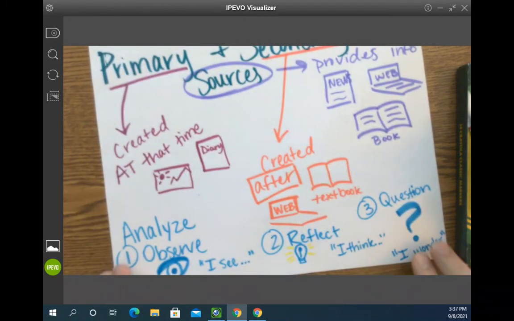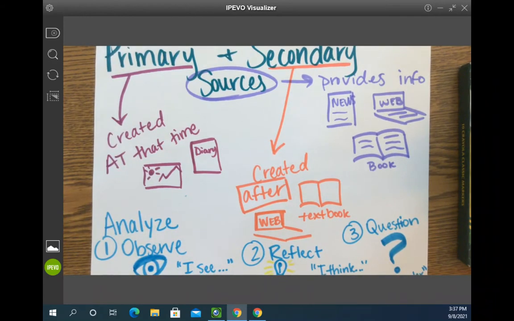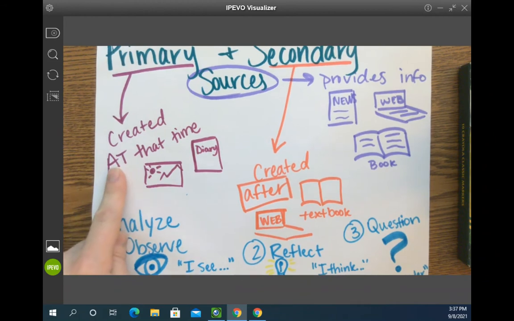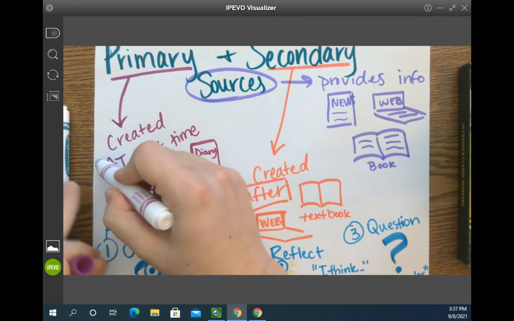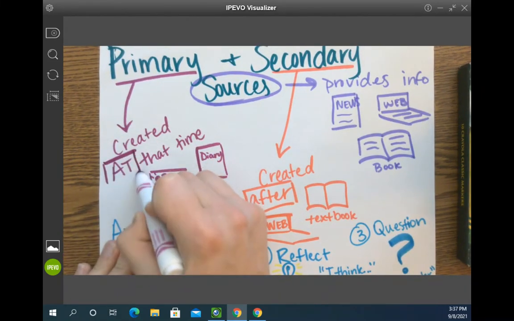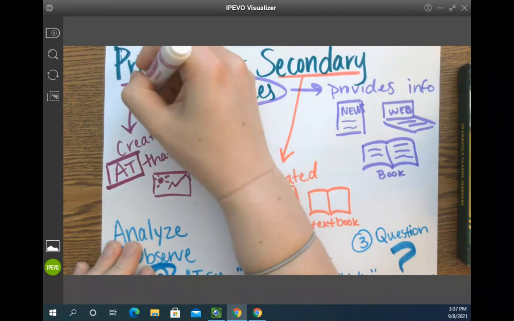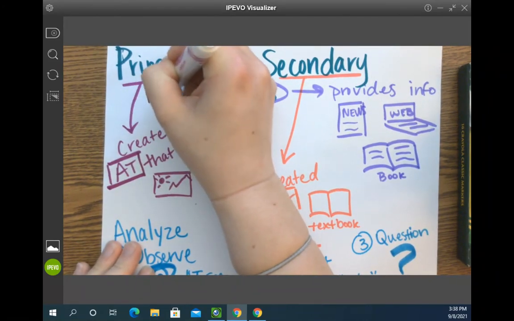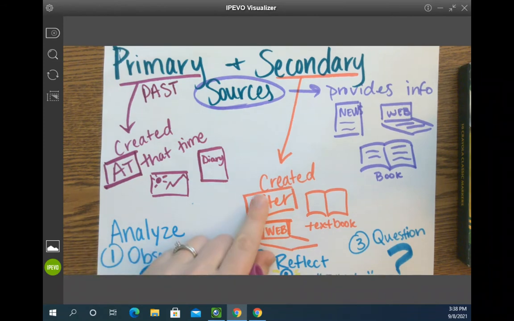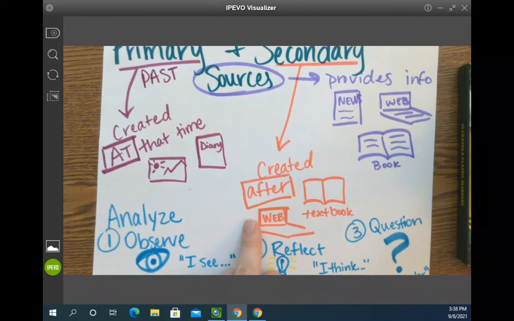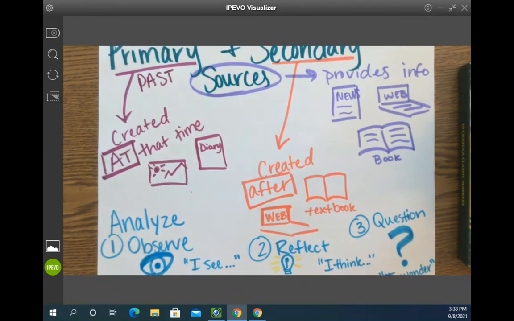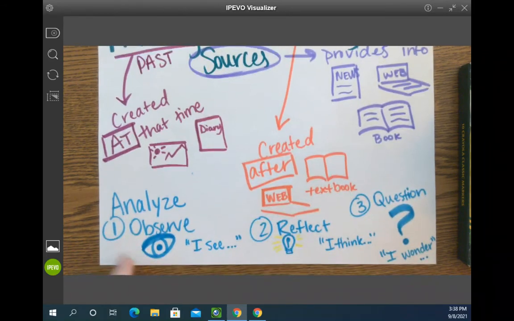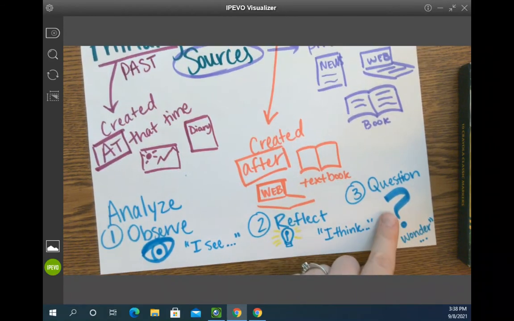So hopefully this gives you a better idea of what primary and secondary sources are. Primary, they're created at that time in history, so in the past. Secondary sources are created after or later. To analyze, we observe, reflect, and question.